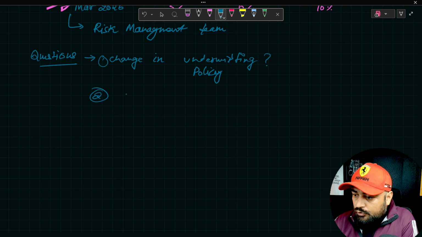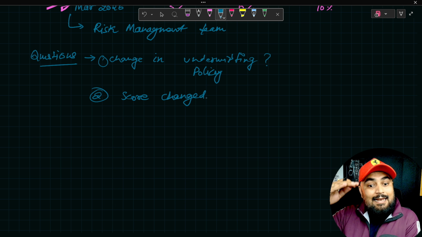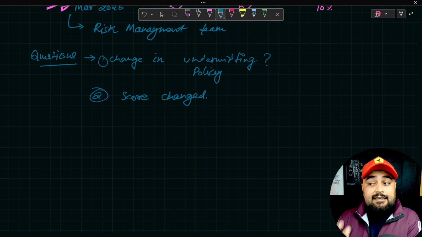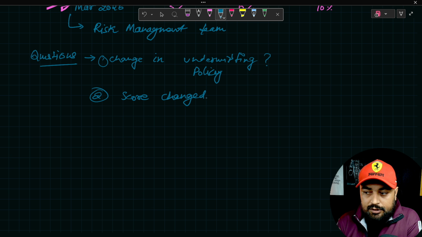Then the second thing, you will check if the score has changed. That means now you're giving loans to people with lower scores also. The case which happened with Lehman Brothers, they gave loans, home loans in that case obviously, to those people who were not able to pay the amount. Now, in this case, you will check if the score has changed.